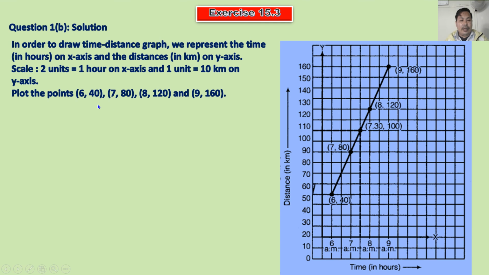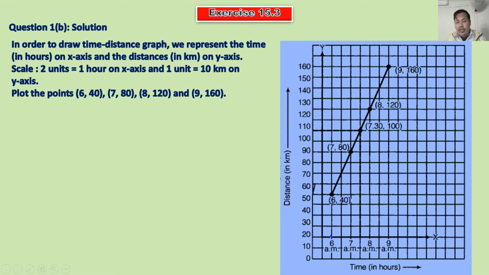Then you can see here, the coordinates are (6, 40), (7, 80), (8, 120) and (9, 160). These are the coordinates from the tabulation, isn't it? So you can see here 6 is the value of x. So 6 means 6 a.m., the time. Okay, at the time 6 a.m. it covers up to 40 kilometers.